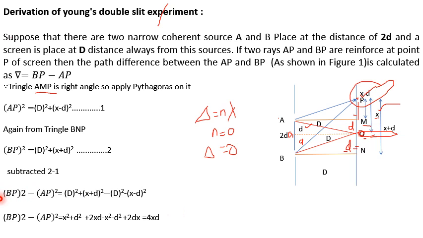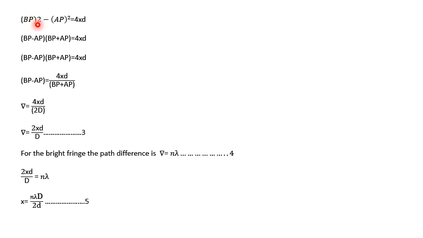After substituting the values of BP square and AP square, we get D square plus X plus D whole square minus D square minus X minus D whole square. Now whatever terms cancel, we cancel. D square is cancelled by D square. When we open X plus D whole square, we get X square plus D square plus 2XD, minus X square minus D square plus 2XD. When we cancel X square by X square and D square by D square, we get 4XD. So the value of BP square minus AP square is equal to 4XD, and this is our value.